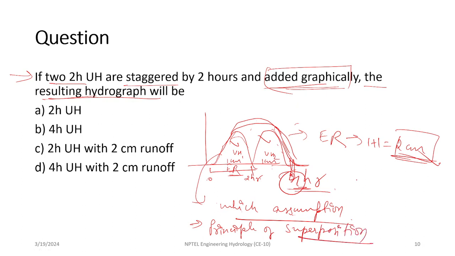Superposition. I just mentioned that I1 plus I2 will be equal to Q1 plus Q2. If I am adding this, then definitely there should be an increase. It will be added cumulatively. Resulting value will be more. So that's why you should have the idea that now we will have a 4 hour unit hydrograph with 2 centimeter of runoff, right? Okay, got it.